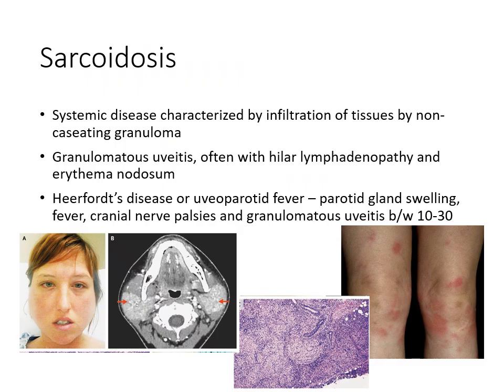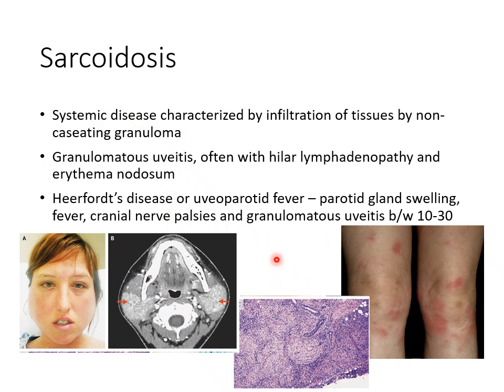Now, coming on to some specific clinical entities. Sarcoidosis: a systemic disease characterized by infiltration of tissues by non-caseating granulomas. You see, this is the inflammation of the parotid gland, right? An MRI of the same. This is the non-caseating granuloma that you see. And skin manifestation, so it is a multisystem disorder. This is showing you erythema nodosum.